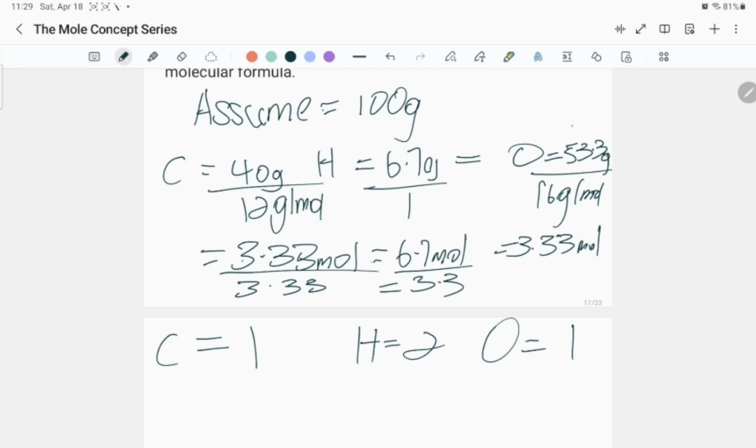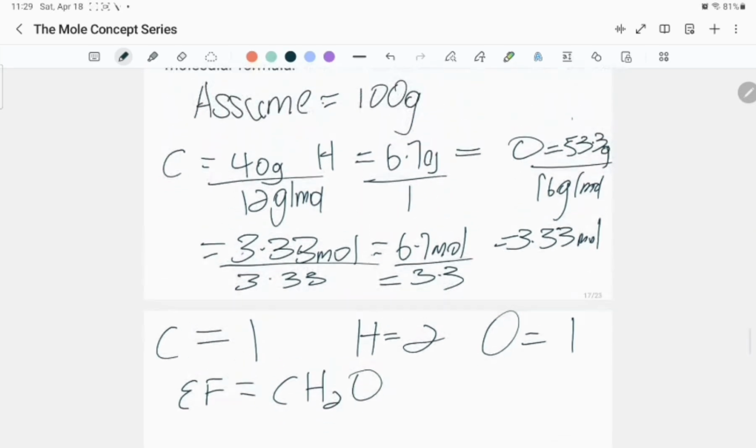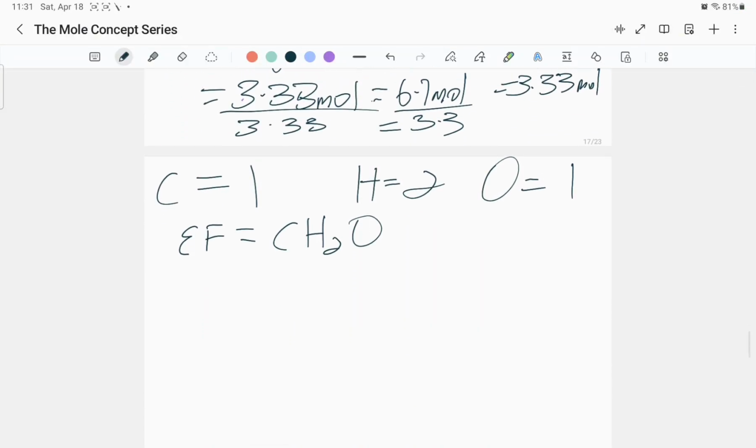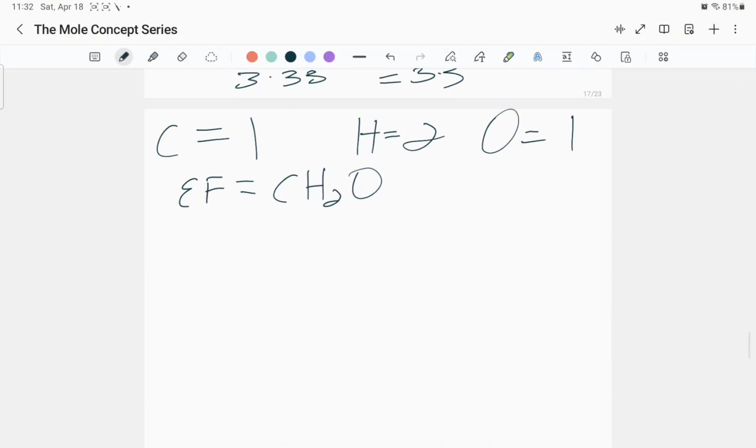So now we find the empirical formula, which is CH2O. But that's just the empirical formula. Now that we have found the empirical formula, in order to find the molecular formula, we basically find the molar mass of the empirical formula and we divide it by the molar mass of the unknown sample, which was given as 180.